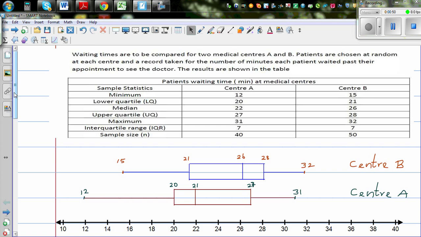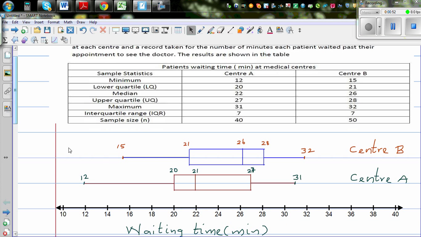I've drawn the box and whisker plots for center A and center B. You can see this is 12, this is 31, and this is the lower quartile, median, and upper quartile. Here you can see there is a median shift of 5 minutes. Another thing you can see is that the median of center B is almost the same as the upper quartile of center A.